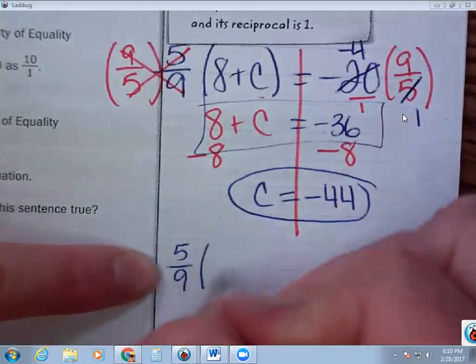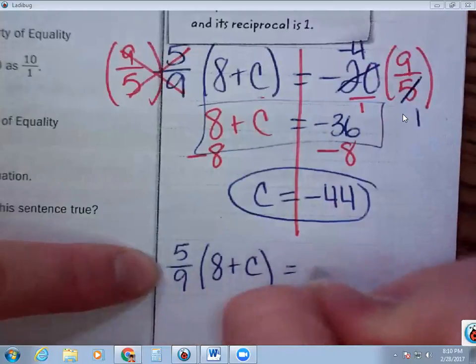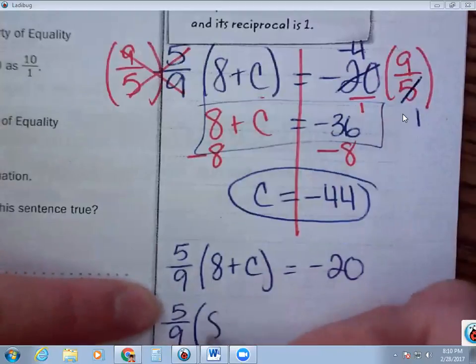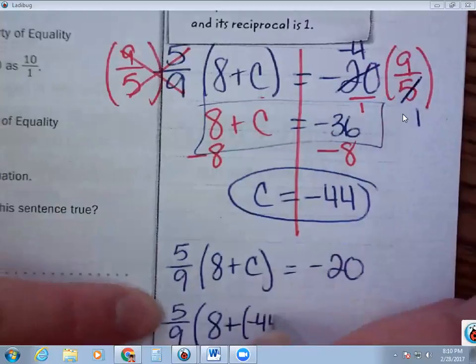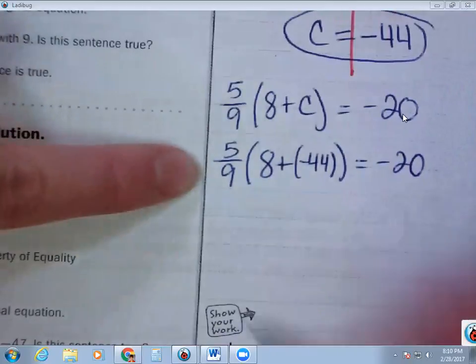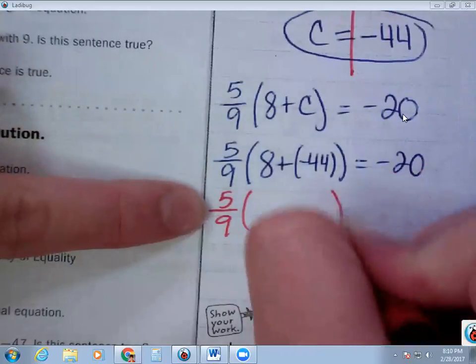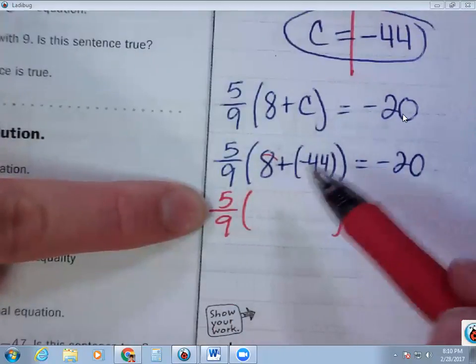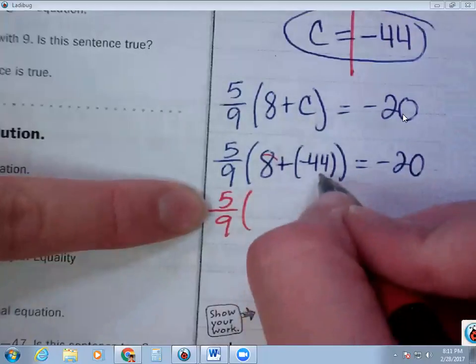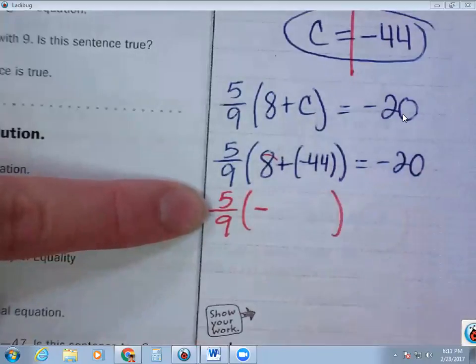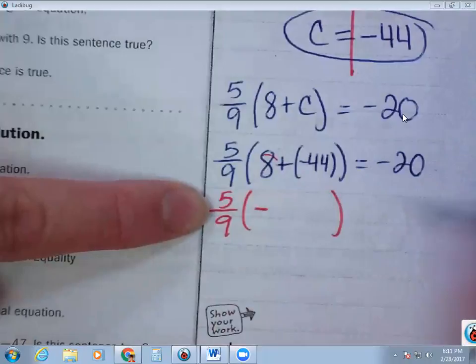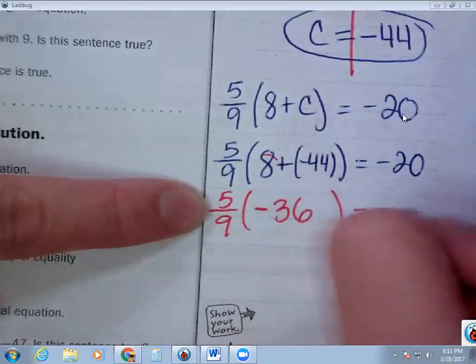5/9, copy this down with me. Let's replace: 5/9 times 8 plus negative 44 equals negative 20. Now, we're doing parentheses first, so let's keep our 5/9. And then, what is 8 plus negative 44? Well, it's different signs subtract is what you're actually doing. So if we're subtracting and keep the sign of the bigger number, 44 definitely has the largest absolute value. So keep the sign of the bigger number. 44 minus 8, you can plug it in your calculator. That's just fine. Negative 36, and that equals negative 20.